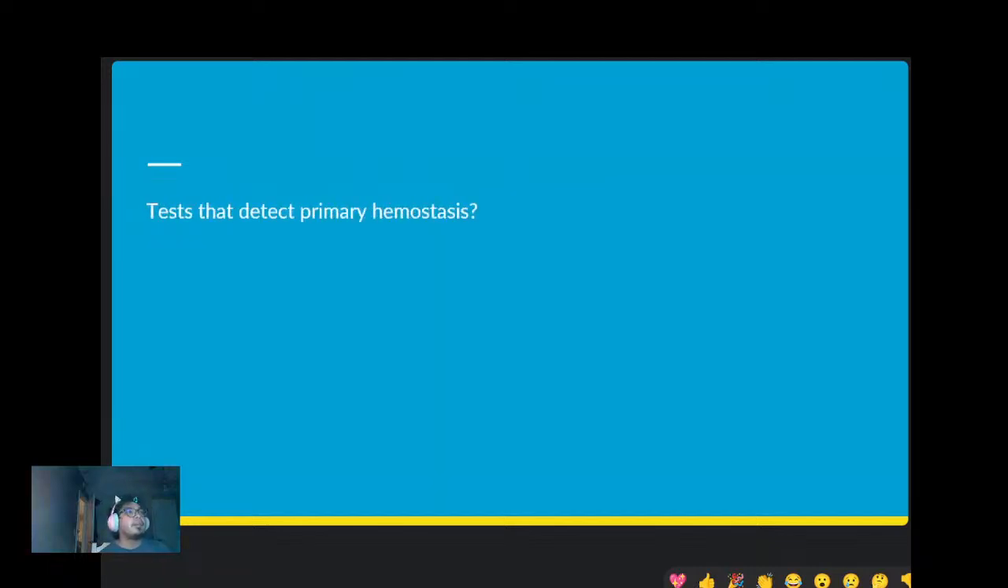Okay. Tests to detect primary hemostasis. You have bleeding time, of course, but that is a traditional one. If your professor has not opened any books since 2000, he would still say bleeding time. But now, the tests include the following.